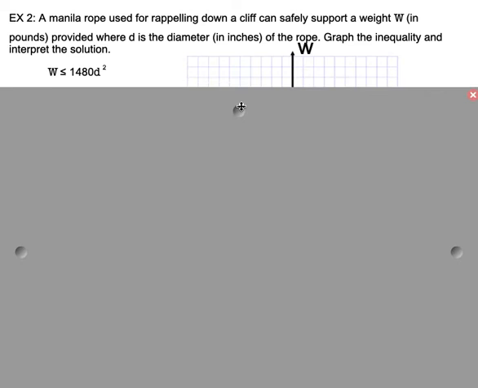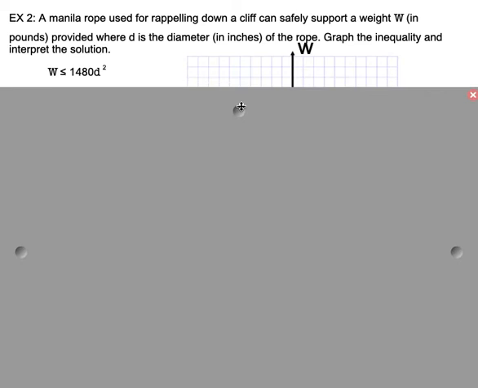Okay, let's apply this to math. It says a manila rope used for rappelling down a cliff can safely support a weight in pounds provided, where D is the diameter of the rope. So we're comparing the weight of a person to the diameter of the rope. If you think about it, basically the more a person weighs, probably the larger the diameter of the rope is going to be. It says graph the inequality and interpret it. So here's my equation that they give me.